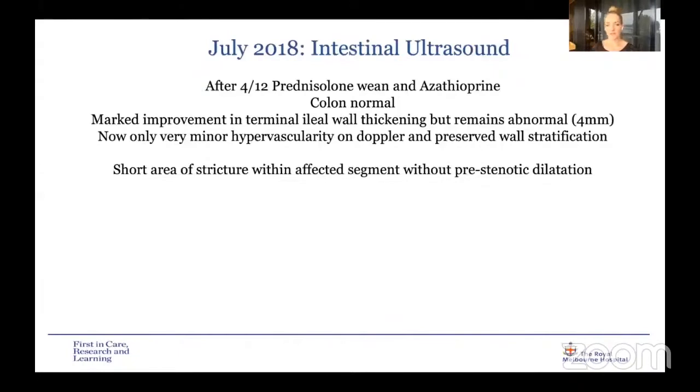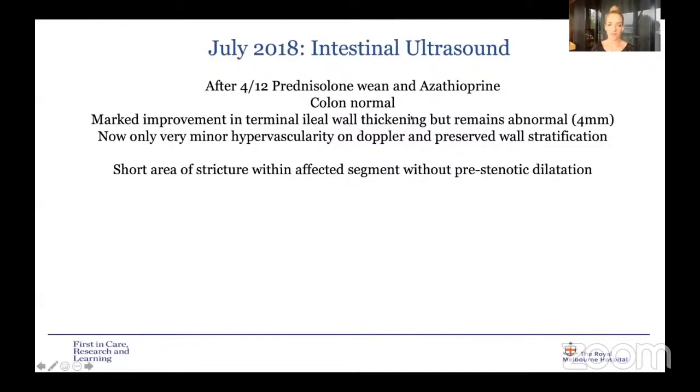So the reason I'm showing you this one is not for the actual diagnosis, because the MRI demonstrated she had active inflammation, but to show its utility in monitoring treatment response. She had 4 months of prednisolone, which was weaned slowly, and was commenced on azathioprine. She had a colonoscopy, which was normal.